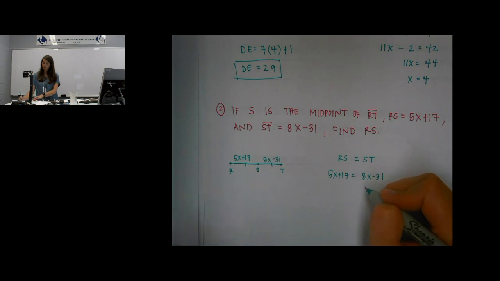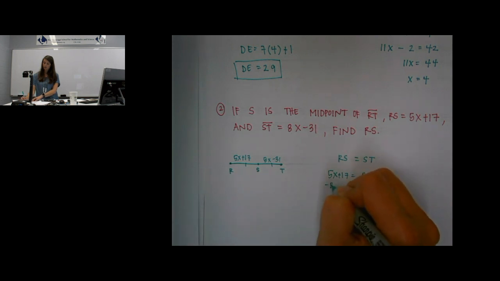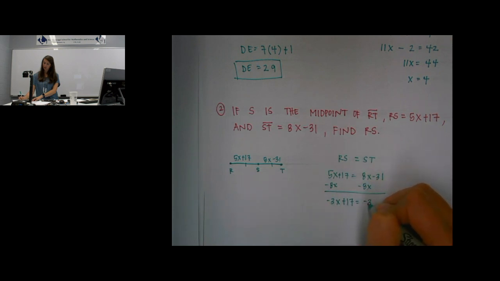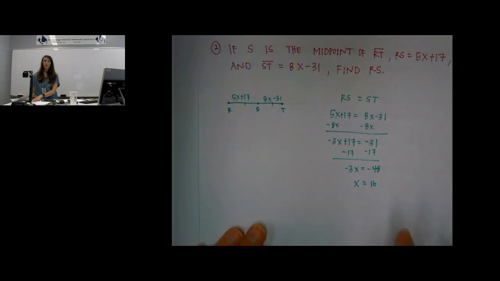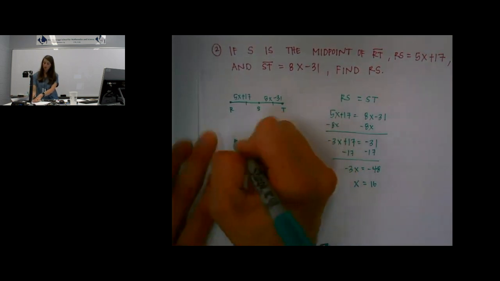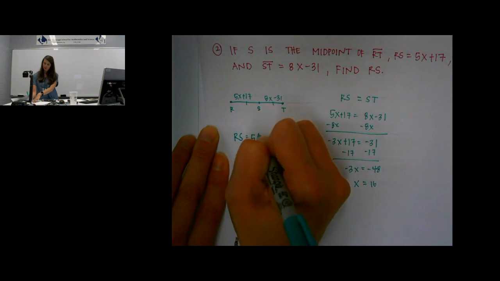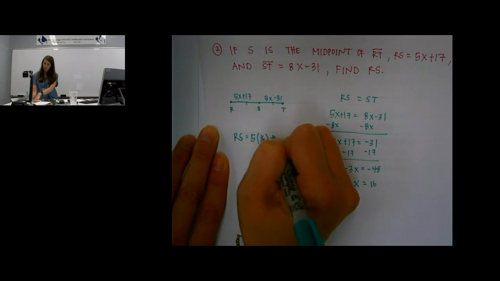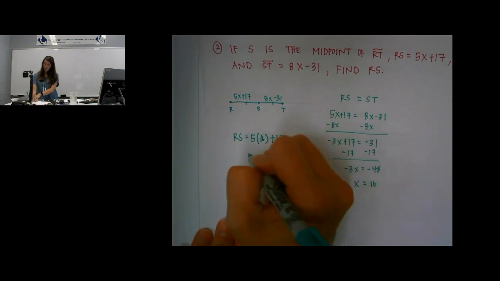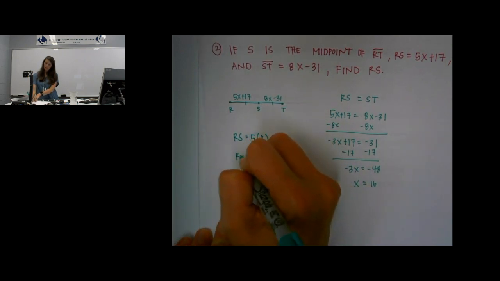I solve here, so we're going to subtract 8x. So you're going to get a negative 3x plus a 17 is equal to a negative 31. Subtract 17. So you're going to get negative 3x is equal to a negative 48. So x here is going to be equal to a 16. Okay, so now if I'm trying to find RS, that means I'm going to plug 16 in for my x. Okay, so I should get a 97.